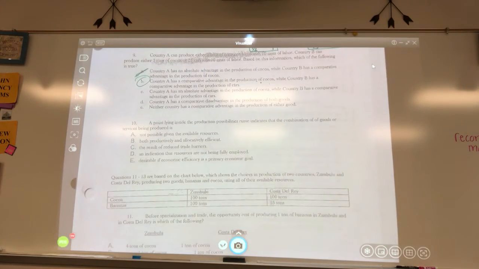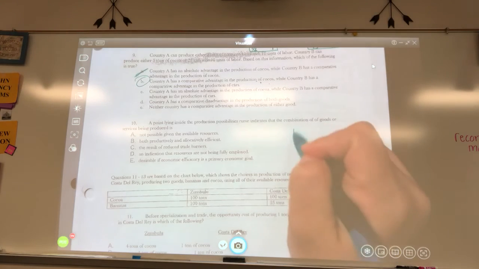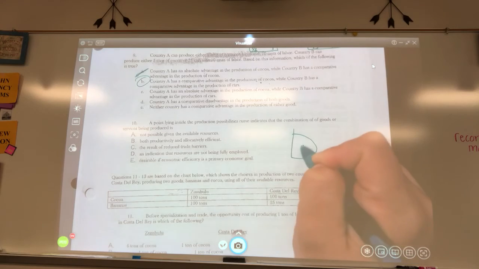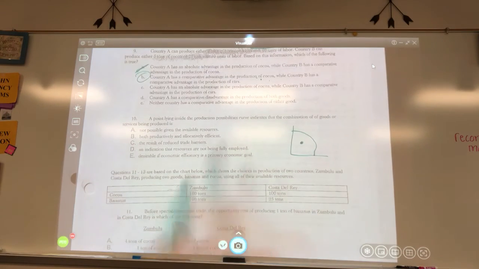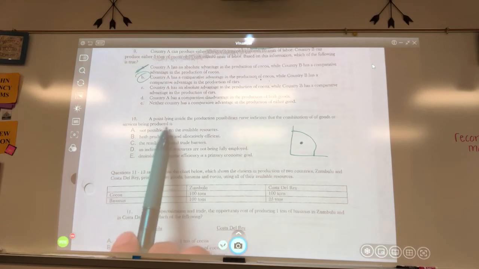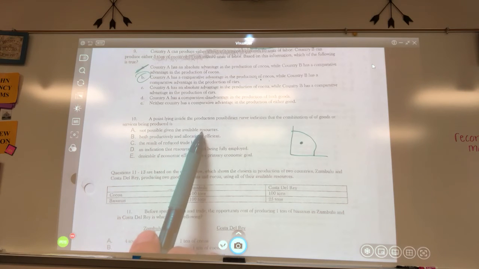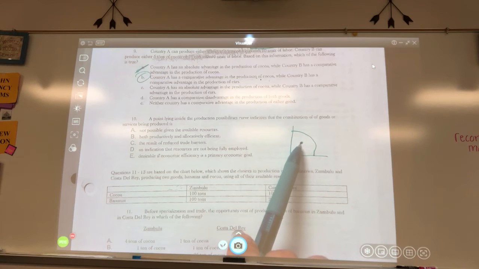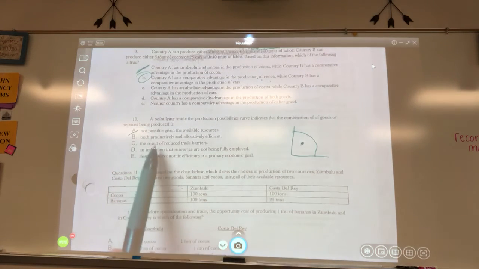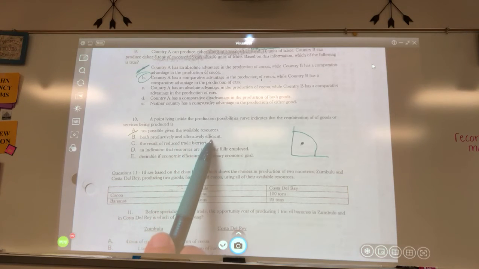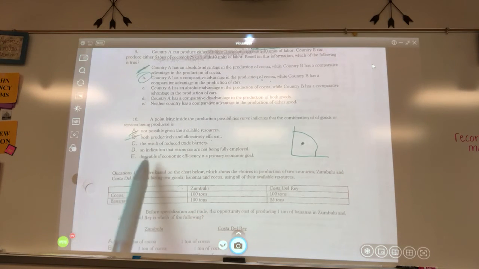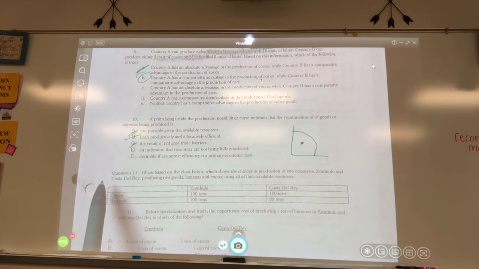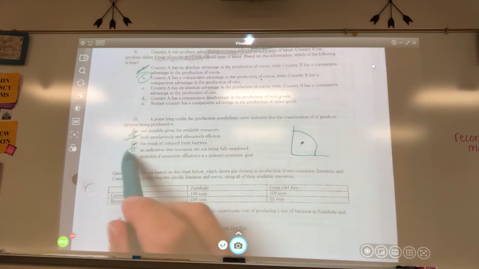Right, let's move on to 10. A point lying inside the production possibilities curve, so here's my PPF, it's a point lying inside, right? Indicates that the combination of goods and services being produced is not possible given the available resources. Is it possible if it's there? Can they produce that? Yes, that's wrong. Both productively and allocatively efficient? No. The result of reduced trade barriers? An indication that the resources are not being fully employed. Yes. There we go.